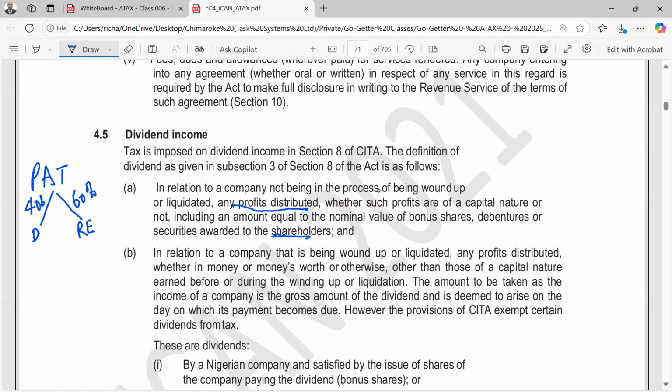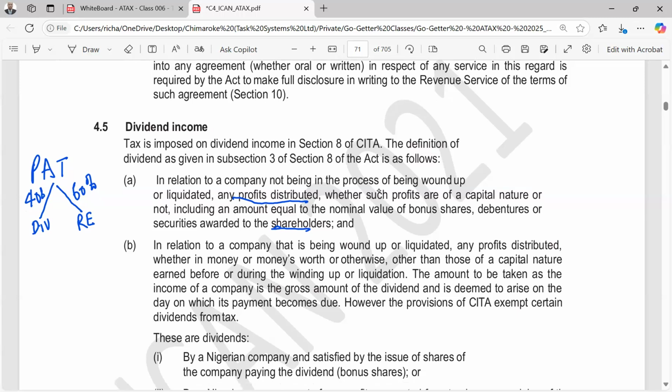It could be 70, 30. So this is from your profits. You either distribute everything, or you retain everything, or you distribute a portion and retain a portion. Using conservatism, you can distribute a little and save up more for expansion.